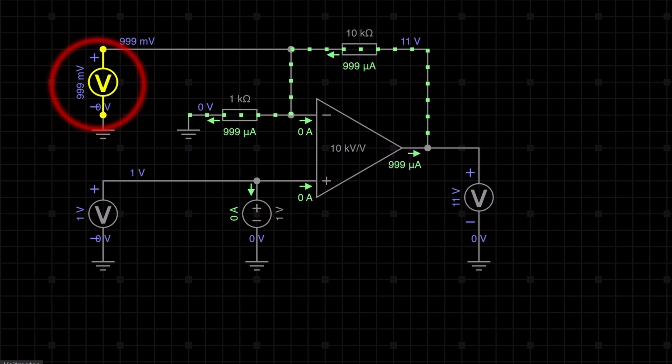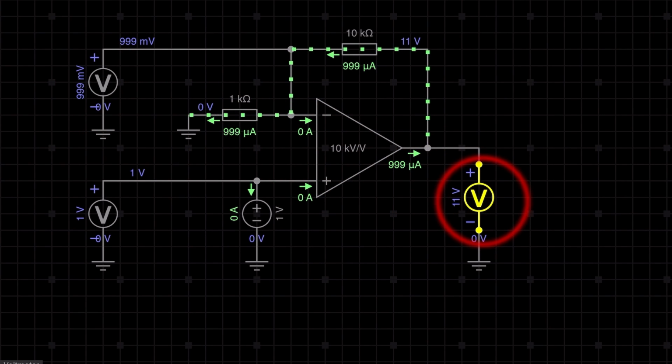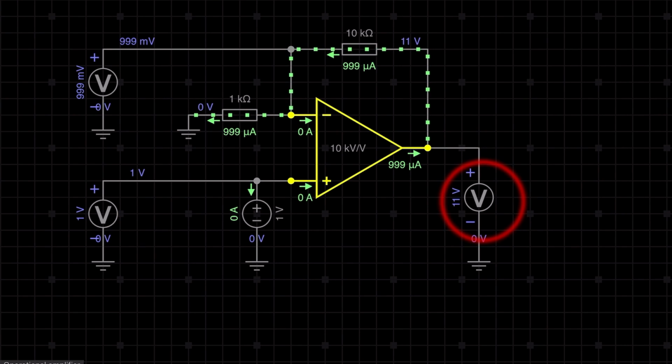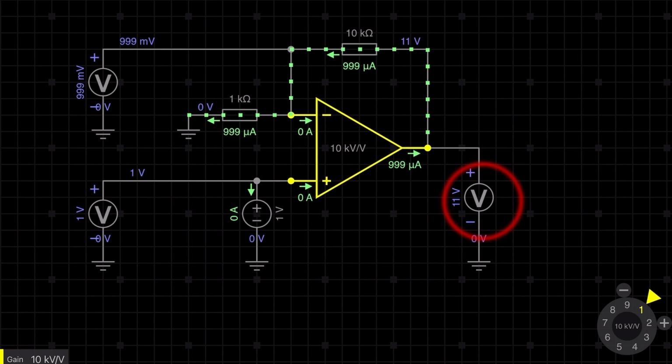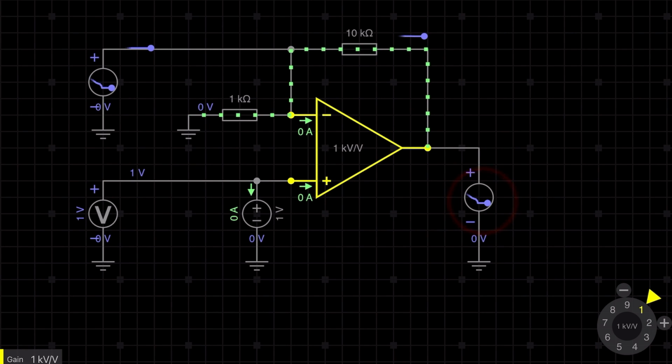Okay. Here you can see V minus is 999 millivolt. That means 1 millivolt less than the 1 volt. That means we still can consider virtual short. As you can see, V0 is 11 volt, and V minus is approximately equal to V plus. So no problem. So let's decrease the gain further and go to 10 to the power 3, that means 1 kilovolt per volt.